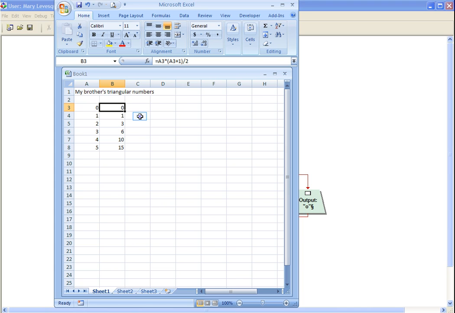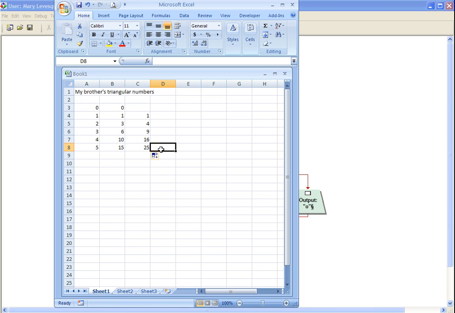What my brother then found out was that if you add the current triangular number to the previous one, you get something special. So the current one plus the previous one. Let's copy the formula down. And we find out that the sum of two consecutive triangular numbers is a square.